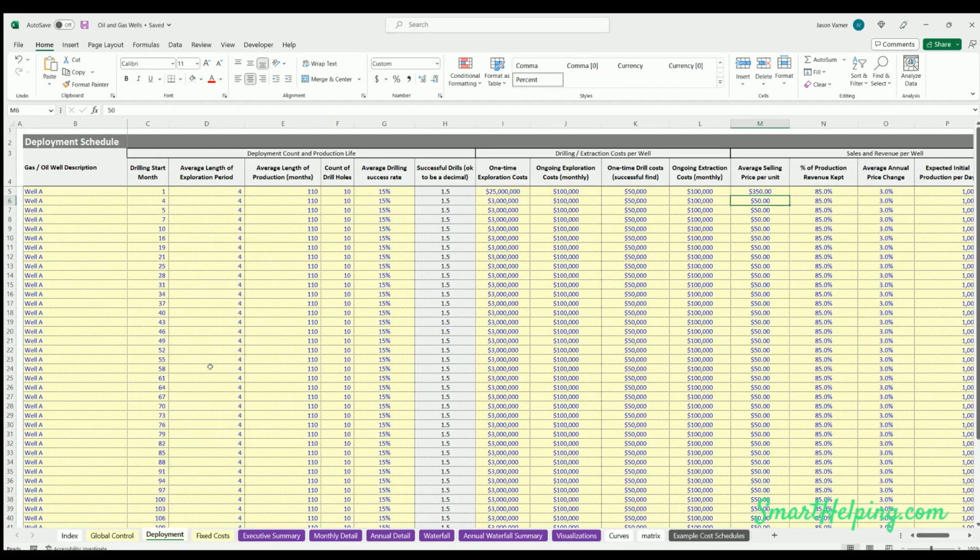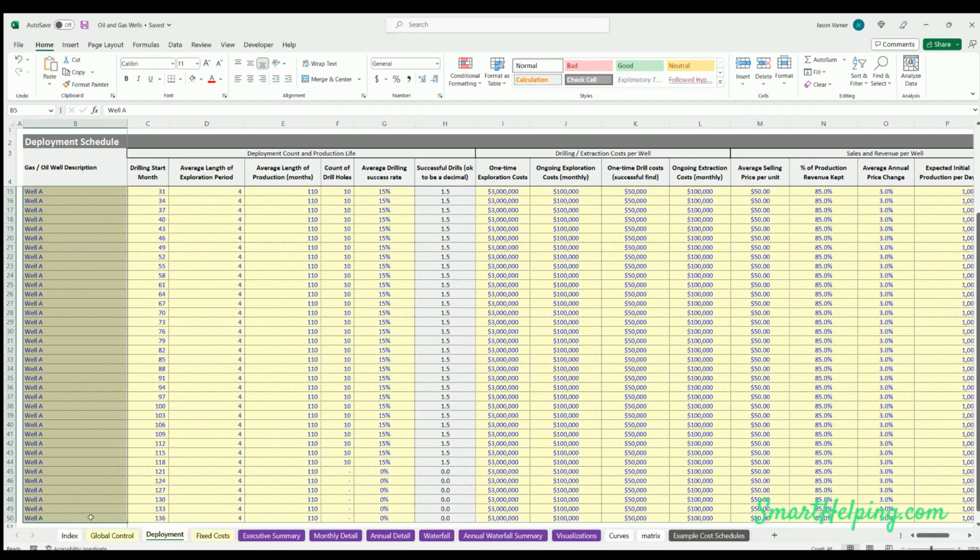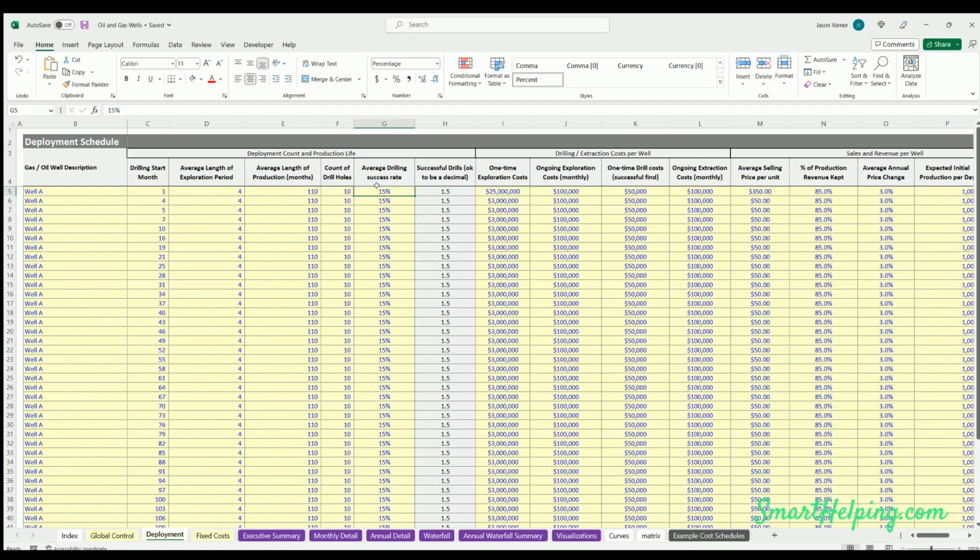Go to deployment. This is where you're going to spend a lot of time. So you can deploy up to 46 wells, or I should say well cohorts. In each cohort, you can define when the drilling starts, how long you're going to drill for, and this is the exploration period in months. You're going to define how many months the successful drills will produce for, and you're going to define how many drill holes you're drilling with this cohort, the success rate. Based on the success rate, there's the number of expected successful drills.